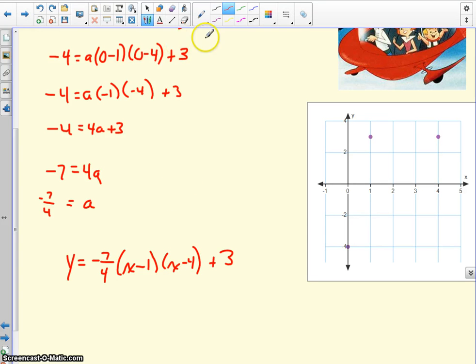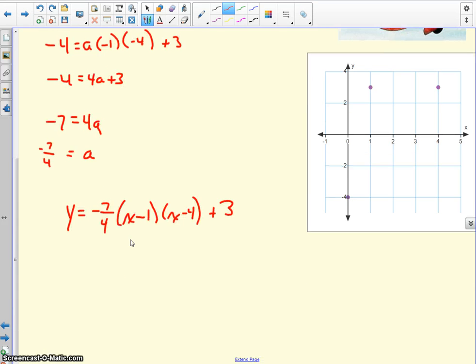So I'm going to have you guys try this on your own. Try and find the vertex of this guy, and then see if we can build the equation in vertex form. Okay, so pause it for now. Give it a try on your own, and push play when you're ready to see the answer.